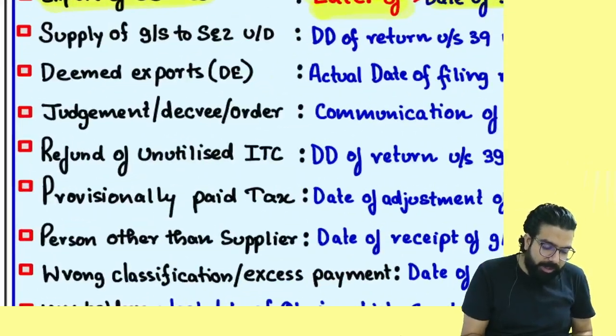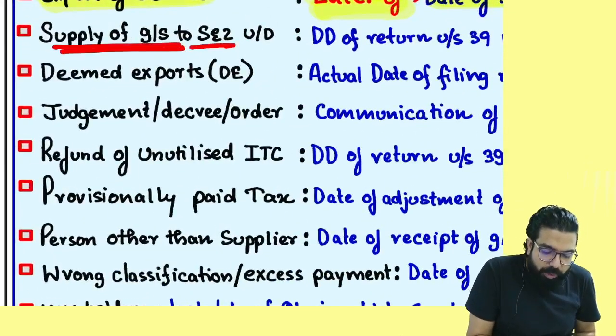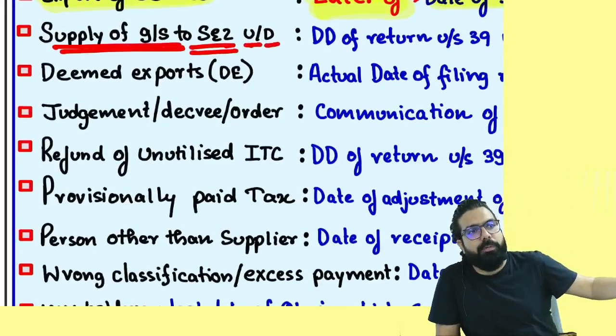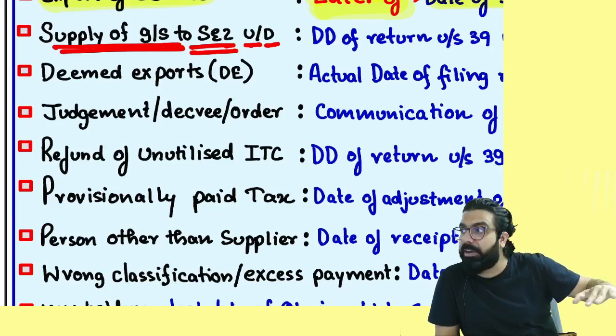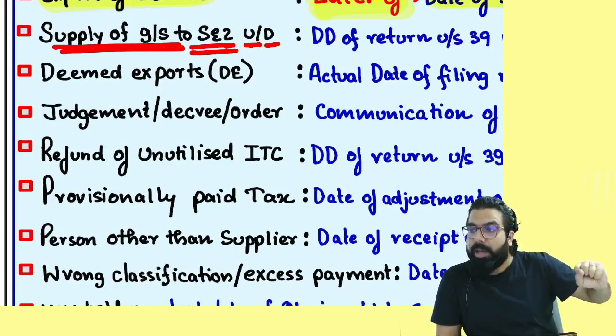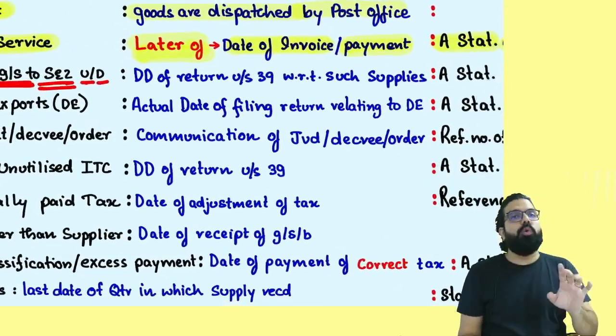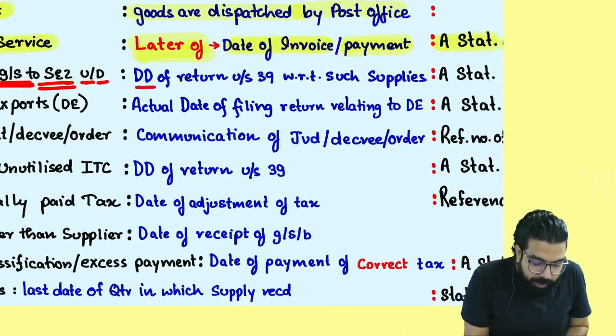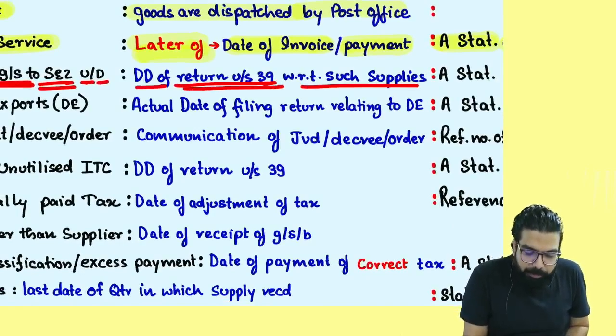The next one over here is, sir, if you have supplied your goods to an SEZ unit or developer. People, when you supply to an SEZ unit or developer, whatever GST you have paid, that GST refund will be given because it's a zero-rated supply. Yes or no? And hence they are telling you to make an application within 2 years. 2 years from which day? Due date of return with respect to such supply.